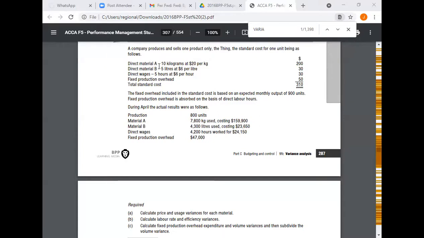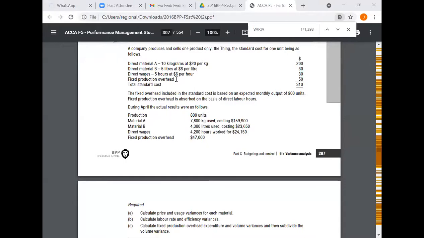You can see material A, B, wages. They are putting these narrations inside: 10 kilograms at 20, 5 liters at 6, 5 hours at 6 per hour. So I want you to do me a favor. Fixed production overhead is blank in the narration section. I know the number of hours is 5.